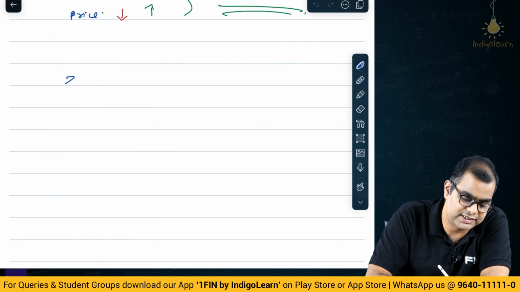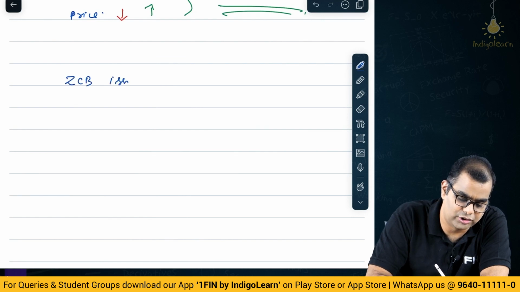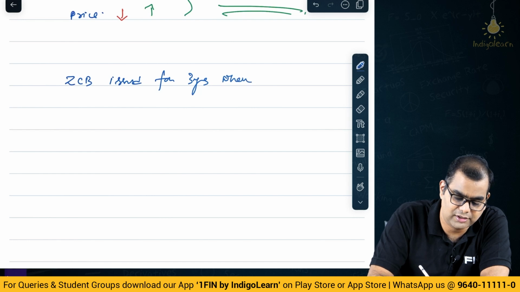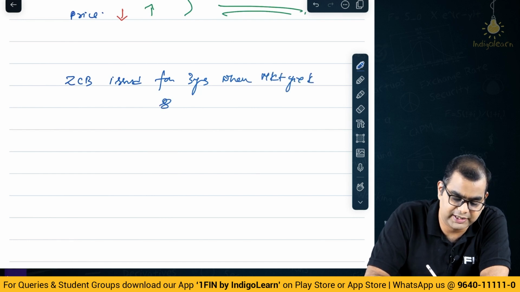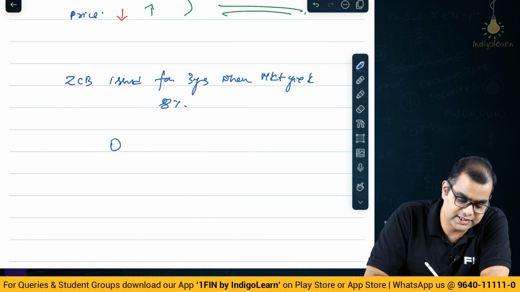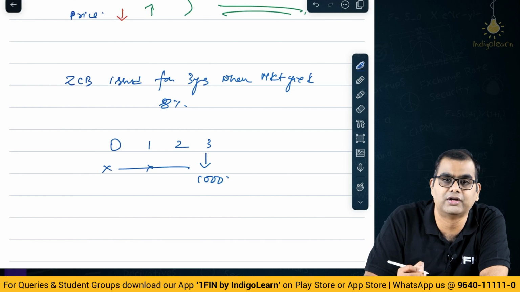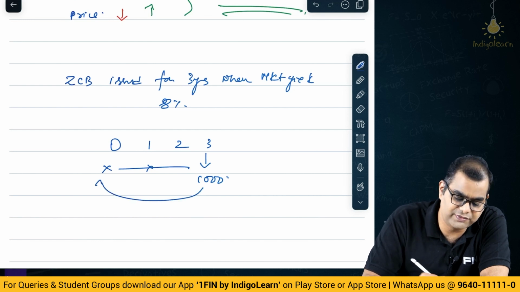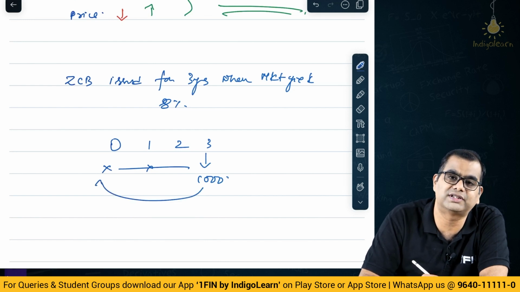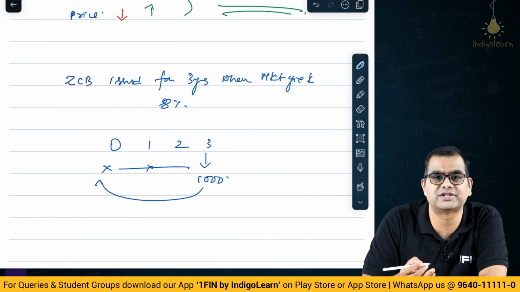So, if you think of a ZCB issued for 3 years when market yield for a similar bond is 8%, it is very simple. On day 0, as a loan, you take some money. Year 1, year 2, year 3. At the end of year 3, you repay 1000. There is no interest payment in between. So, this 1000, how much will you give me if you have to give you back 1000 after 3 years without any interest in between? You will say present value of 1000.